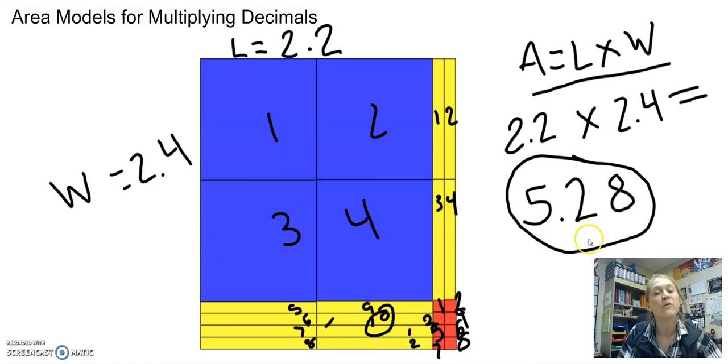So that's your rapid review for how to solve multiplication problems with whole numbers and decimals using an area model.